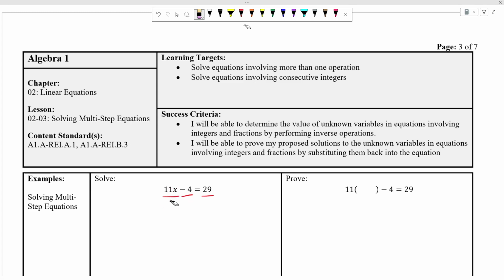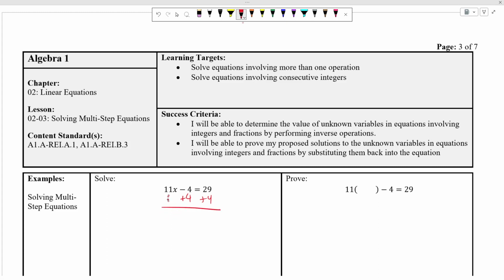With that said, as I said moments ago, I want to look at the terms that are being subtracted or added first, remove those, and perform the inverse operation on those in order to make my life easier and avoid potential pitfalls. So that's what I'm going to do. I'm going to perform the inverse operation here first.